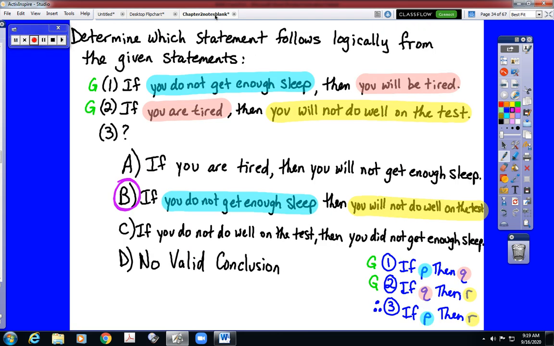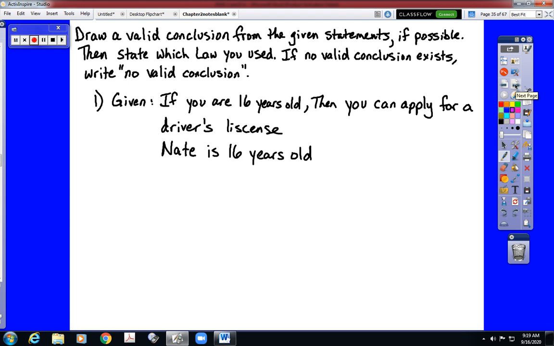So, we are going to start on this example from your notes, which says, draw a valid conclusion from the given statements if possible. State which law you used. If no valid conclusion exists, write no valid conclusion. So to determine which law we need to be checking, we need to look and see what we've got. Our first statement is an if-then statement and is always an if-then statement. But the second statement is not an if-then. It is not a conditional. It is just a statement, which means we are checking the law of detachment.